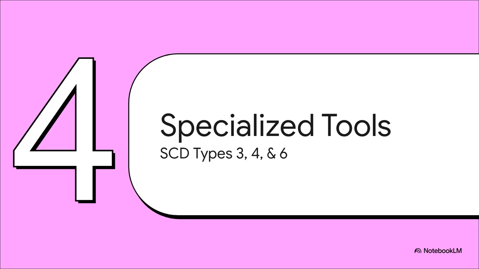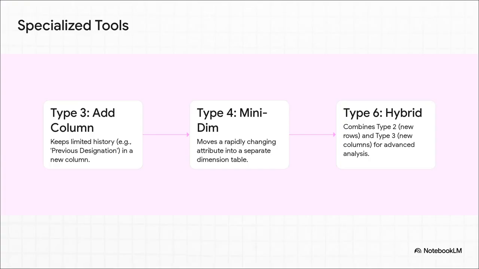So while Type 2 is the most common workhorse, data professionals have a few more specialized tools for very specific situations. So next up, let's take a quick look at SCD types 3, 4, and 6. All right, here's a real fast overview. Type 3 just adds a new column for limited history, like previous designation, so you can easily see one step back. Type 4 is for handling really rapidly changing data. By moving it to its own separate mini dimension table, that keeps the main table nice and clean. And then there's Type 6, which is this really powerful hybrid, combining the full history of Type 2 with the immediate comparison of Type 3.